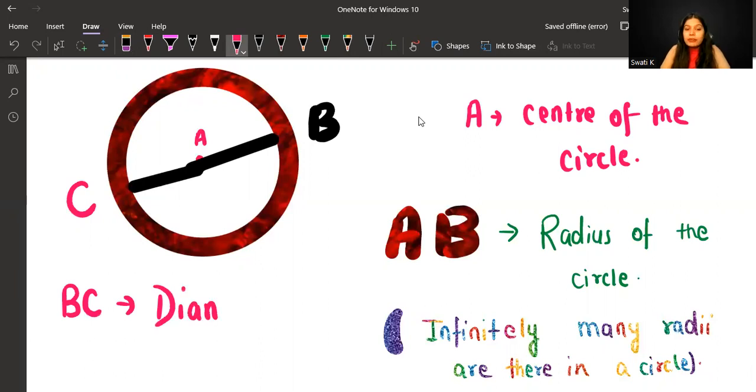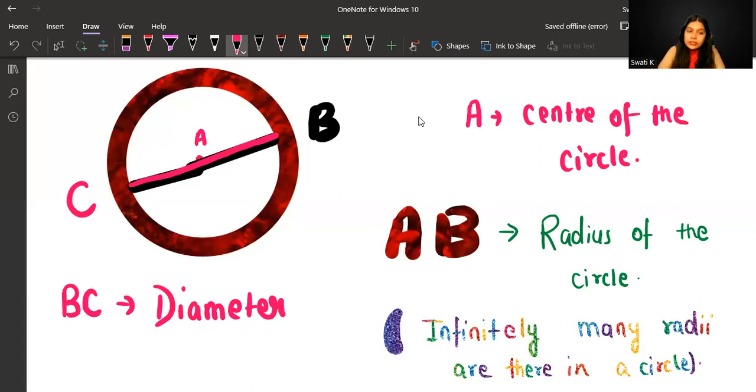So I'll define here the diameter as two exactly opposite facing radii. That is called the diameter of the circle. So you can see here it is two exactly opposite facing radii.